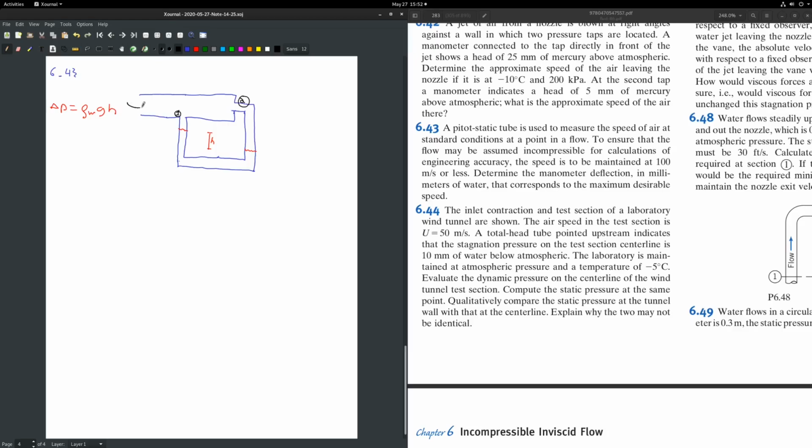Now the next thing we're going to do is that as we're moving forward in this pitot tube, we will have a streamline that goes to point 1 and also point 2. The next part is to write Bernoulli's equation for the streamline. So we have P1 plus 1/2 rho V1 squared plus rho g h1 is equal to P2 plus 1/2 rho V2 squared plus rho g h2.